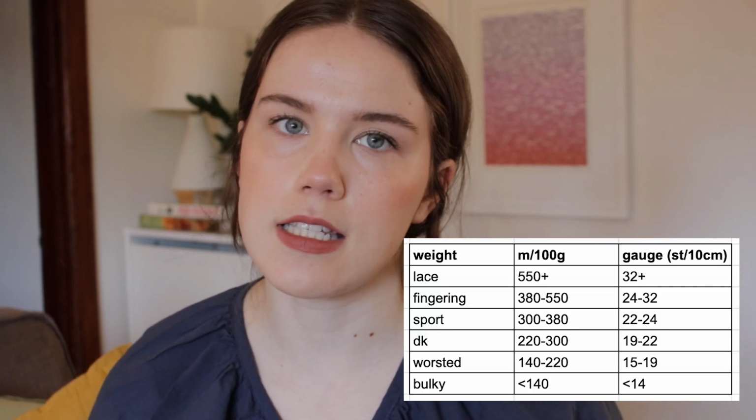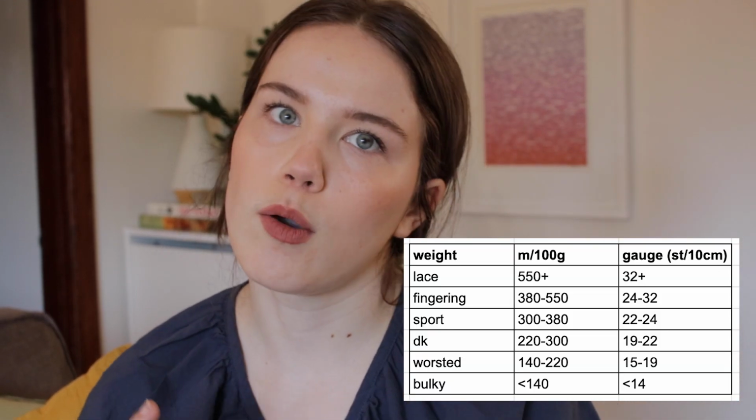As you can see, this is the bulky compared to the worsted. There's a pretty big difference there. So those are your yarn weights. They're not hard and fast rules, but generally lace weight is the finest, bulky or super bulky yarn is the largest, and the rest of them kind of fall into place in between. So from finest to chunkiest, you get lace, fingering, sport, DK, worsted.